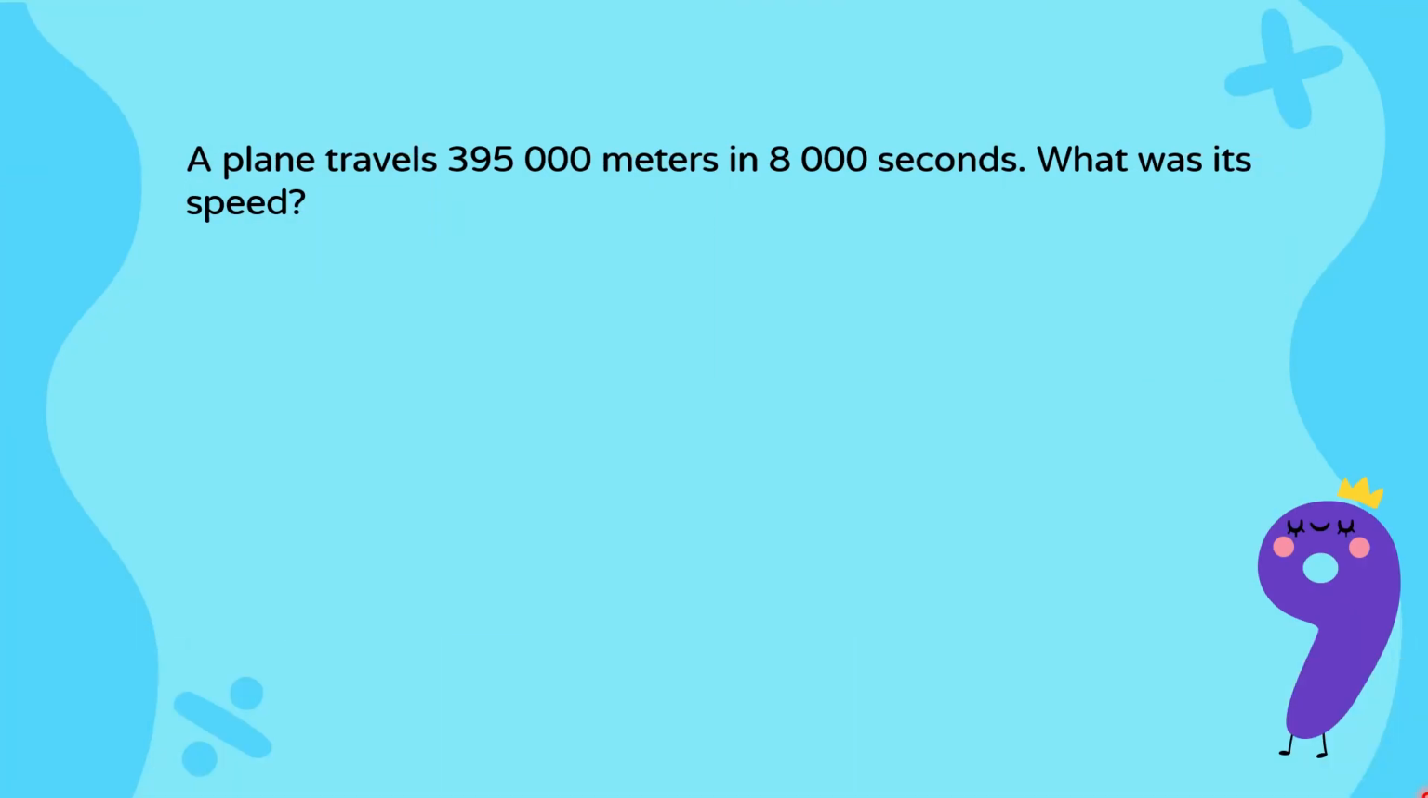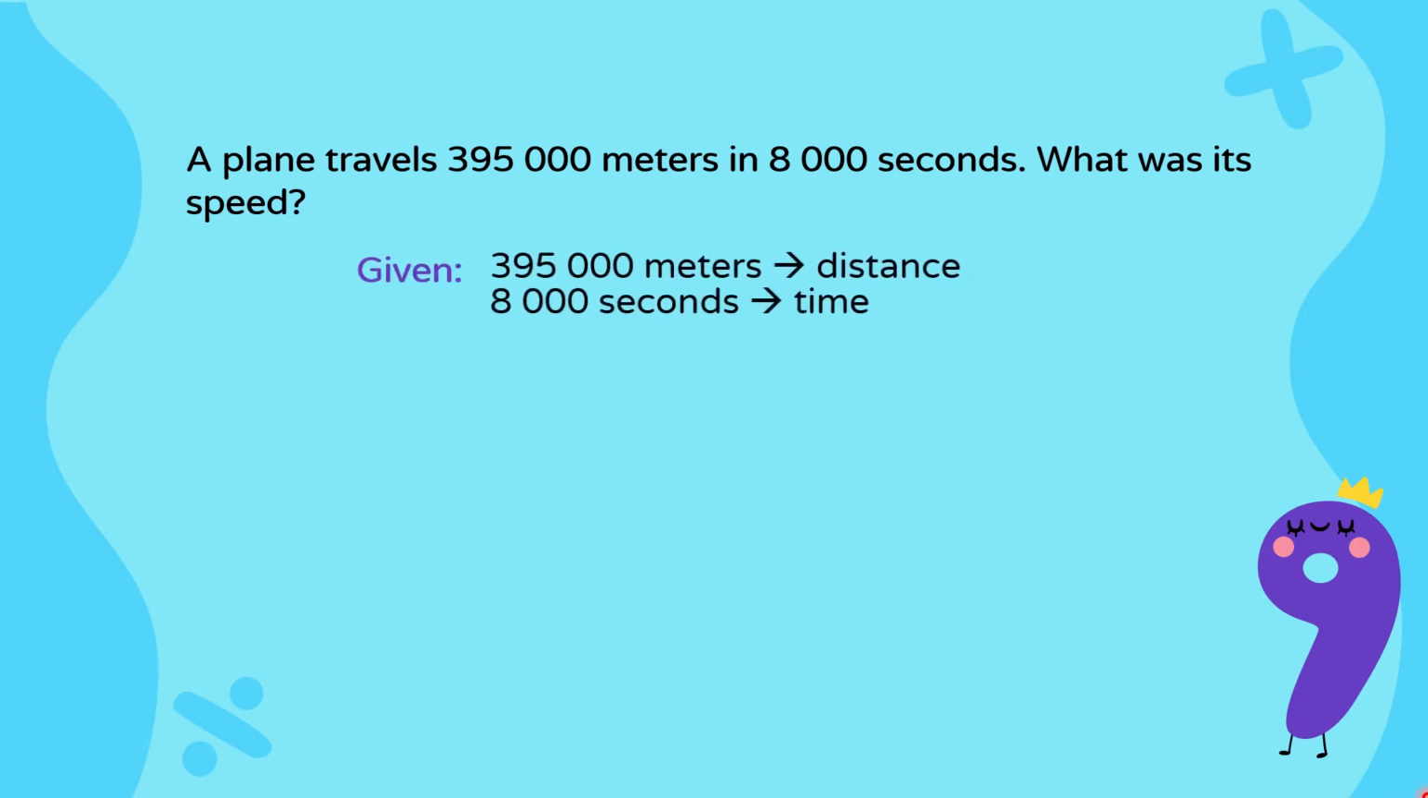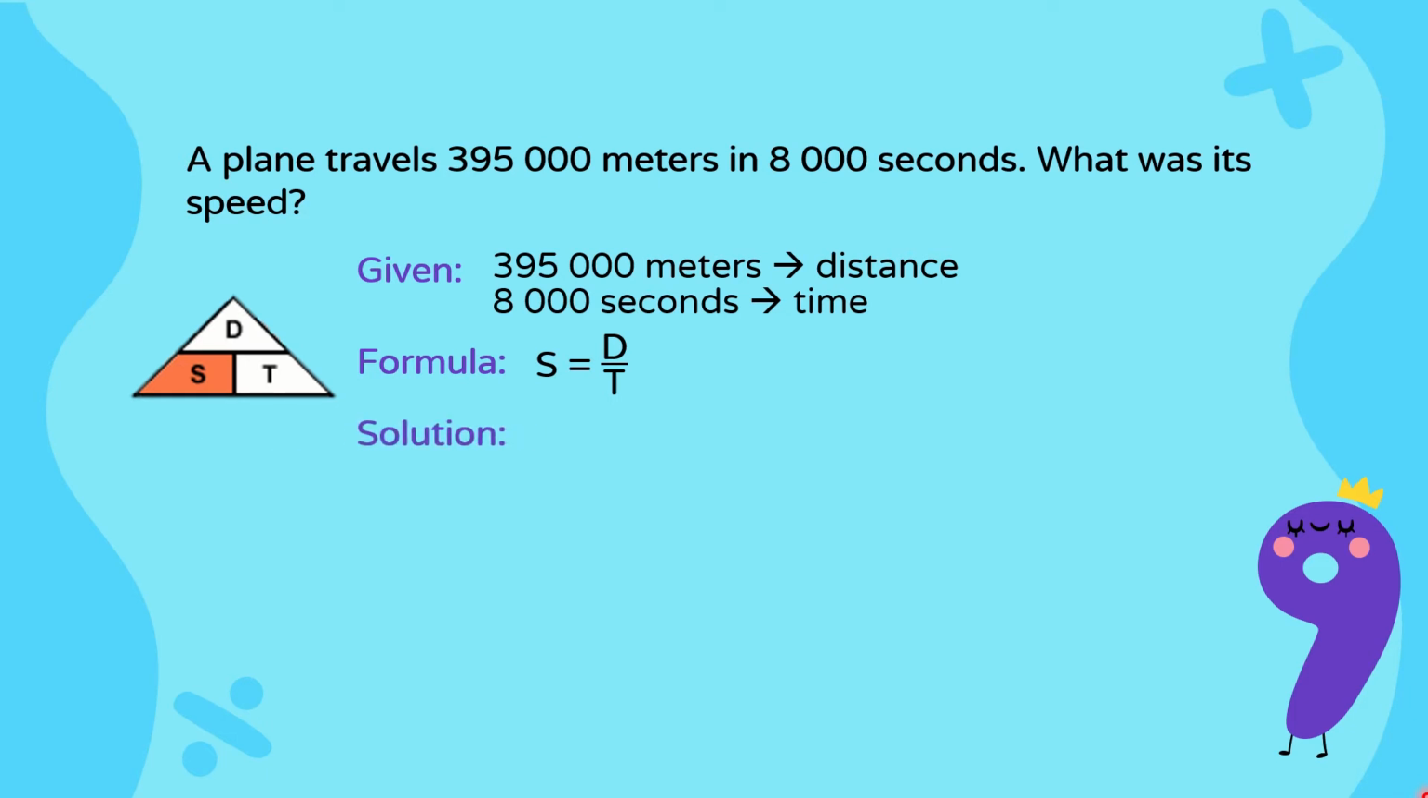A plane travels 395,000 meters in 8,000 seconds. What was its speed? So we are looking for the speed. Given 395,000 meters, that will be our distance. 8,000 seconds, that would be our time. So to find the speed, we have the formula speed is equal to distance divided by time. Let us substitute the given to the formula.